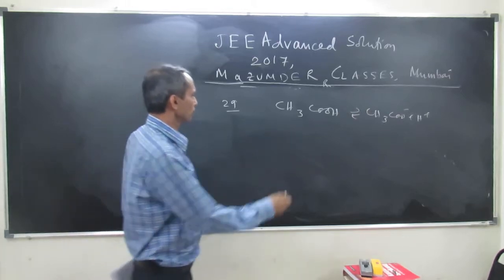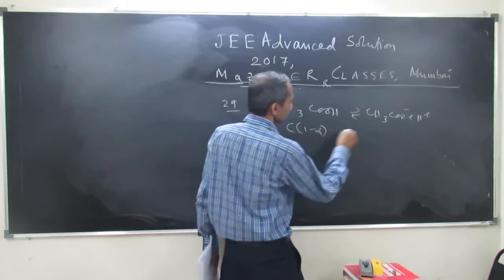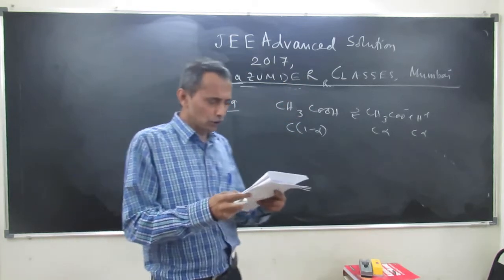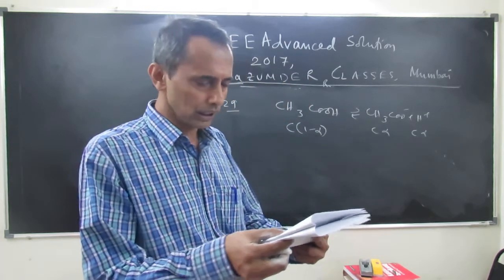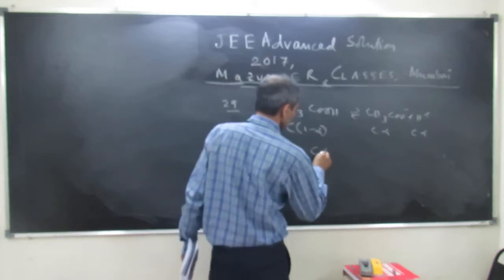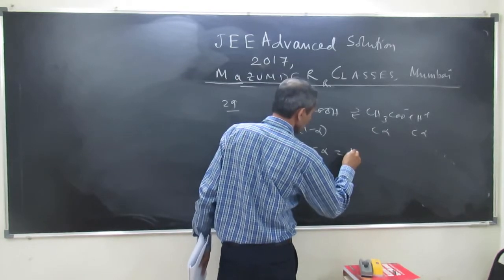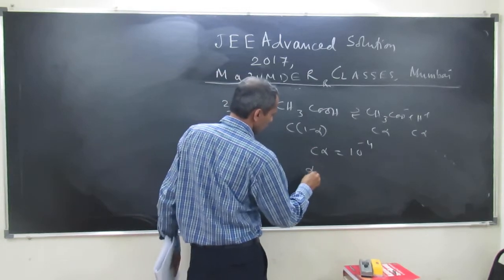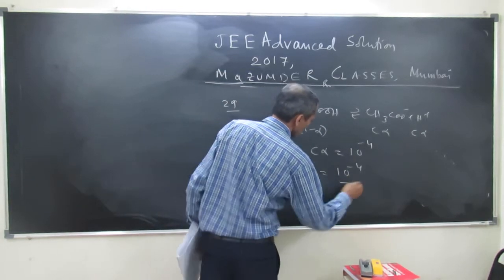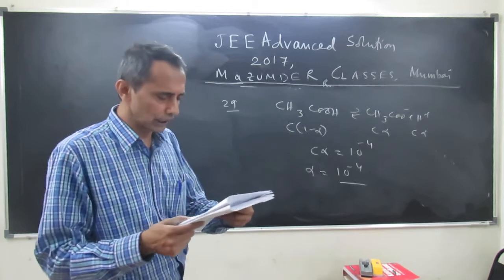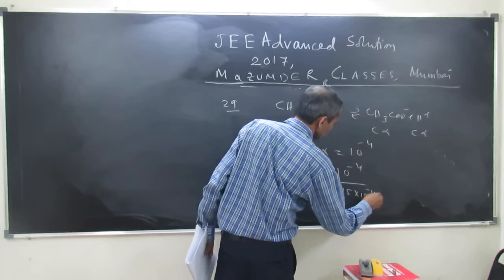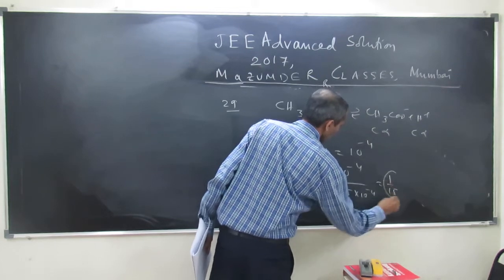Therefore it is C into 1 minus alpha, it will be C alpha, C alpha. By that question you can say that pH is given as 4. So therefore C alpha is 10 to the power minus 4. That means we can write that alpha will be equal to 10 to the minus 4 divided by the concentration of the acid, which is 0.0015, so 15 into 10 to the minus 4. That gives you 1 by 15 as the alpha value.